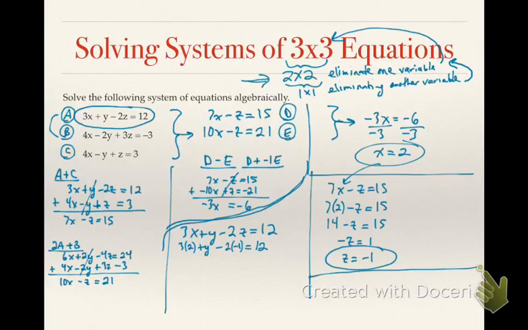Alright, and let's continue solving this by reducing the terms. 6 plus y plus 2 is equal to 12. Combine like terms, y plus 8 is equal to 12. Subtract 8 from both sides, y is equal to 4.